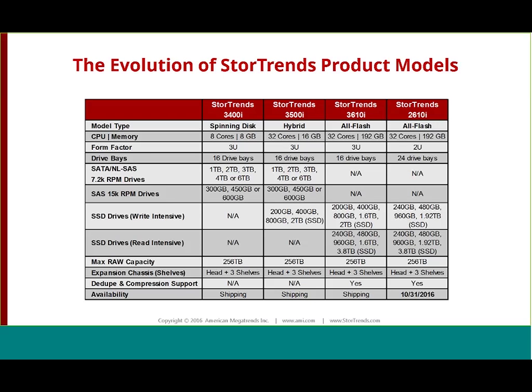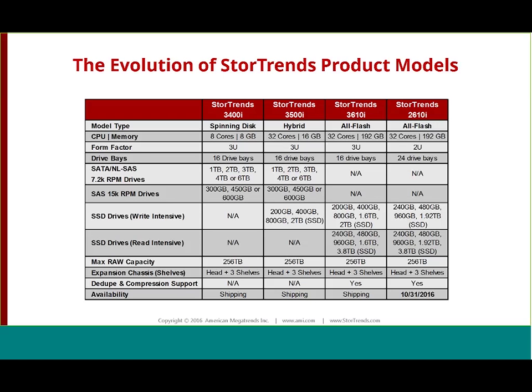Moving over to the right is the 3610 and the 2610. These are both of our all-flash array offerings. The 3610 is a 3U 16 drive bay box. It's the same chassis that our 3500 and 3400 were architected upon. The 3610 comes with either 200, 400, 800, 1.6 terabyte, or 2 terabyte SSDs in the write-intensive side of the box. And then in the read-intensive side of the box, it's going to come with either 240s, 480s, 960s, 1.6s, or 3.8 terabyte SSDs. Again, it expands to 256 terabytes. It's a head plus 3 shelves. This box does support deduplication and compression, so we can squeeze more data into that appliance than we could with the 3500.